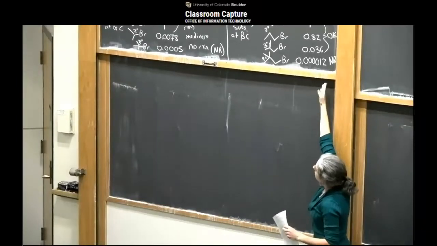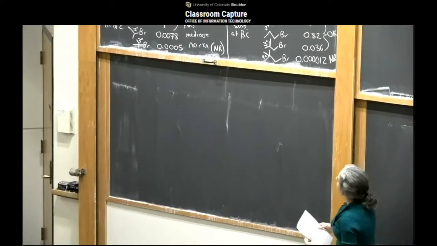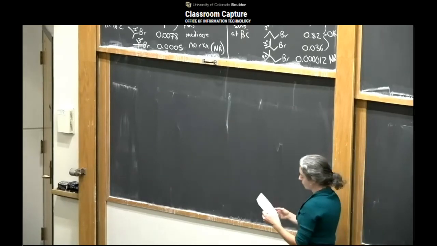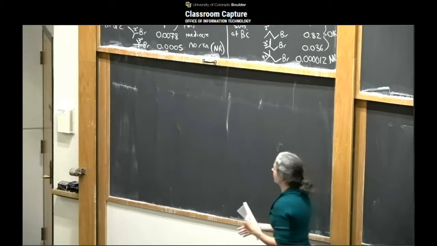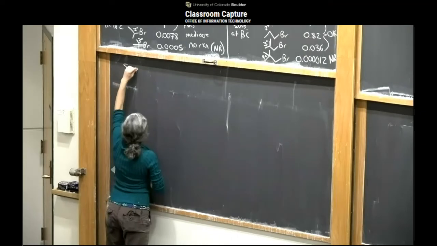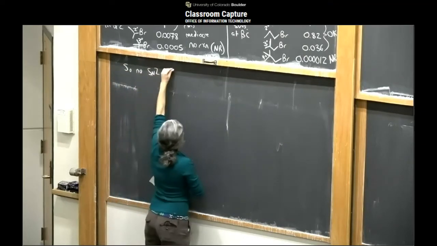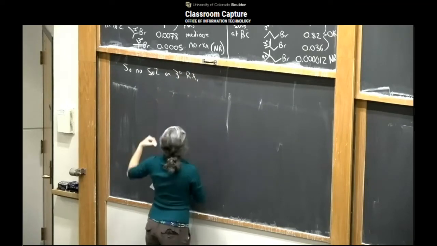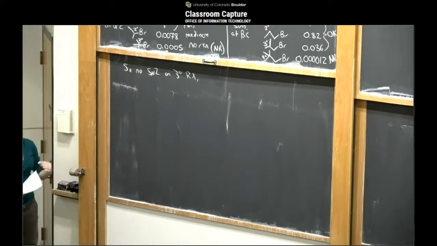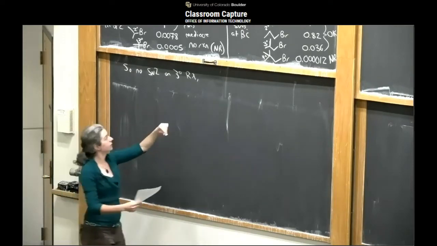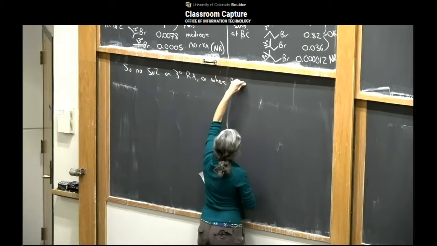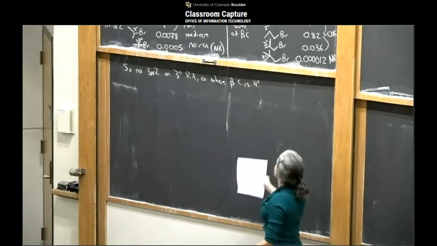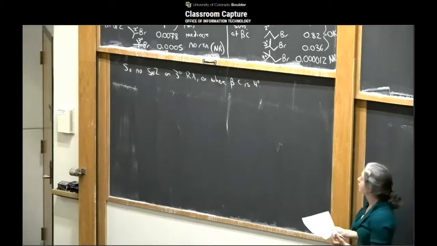So, few words about this. One is that if you've got a tertiary alkyl halide, that means that SN2 is ruled out right off the bat. No SN2 on tertiary alkyl halides, and also no SN2 on alkyl halides where the beta carbon is quaternary. Okay, so this last one is what's called the neopentyl effect.